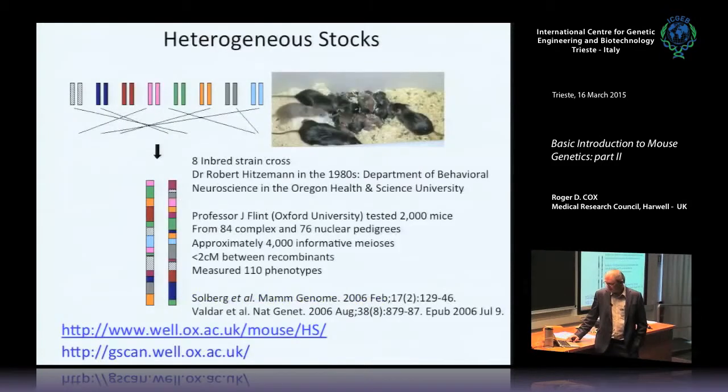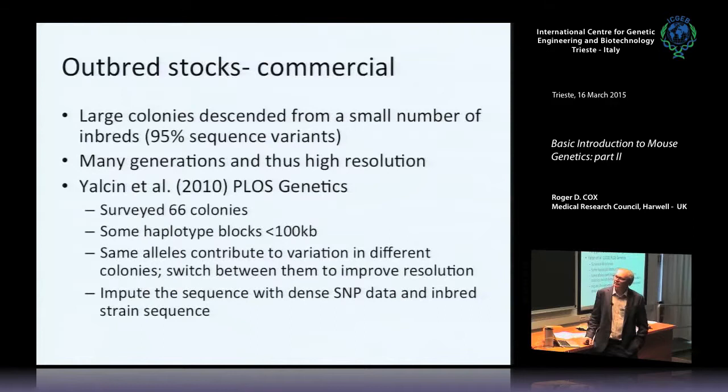And HS stocks, this is just a graphical illustration of HS stocks, but again, an 8 inbred strain cross. So you've got lots of bits of DNA from the 8 strains on each pair of chromosomes. So it gives you quite a high genetic resolution. You've got lots of genetic variation from the 8 strains, lots of recombination events, and lots of individuals. Outbred stocks is another aspect of the same idea. So you've got large numbers of recombinations and large amounts of genetic variability.